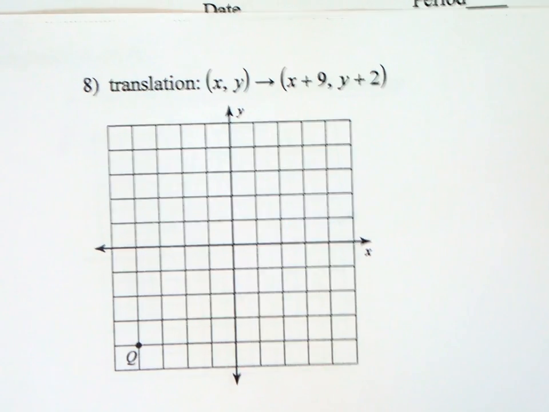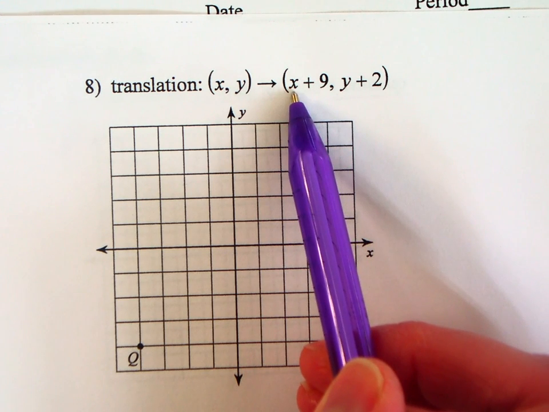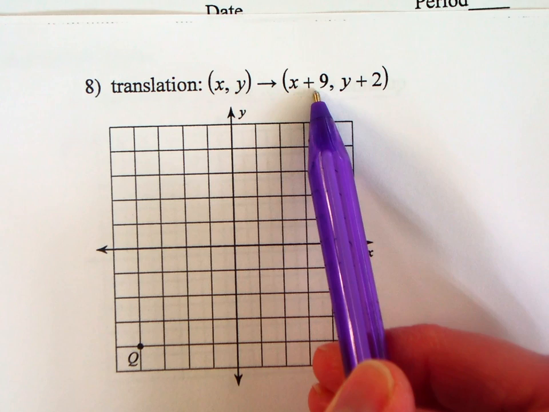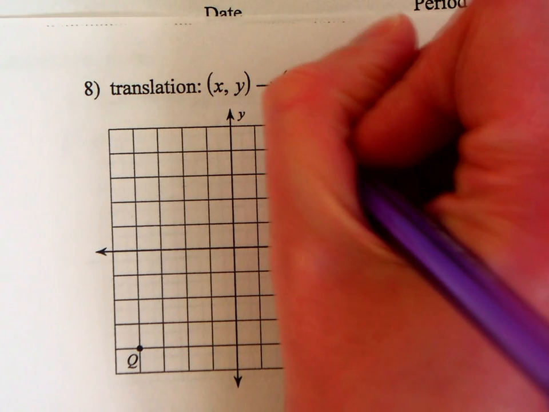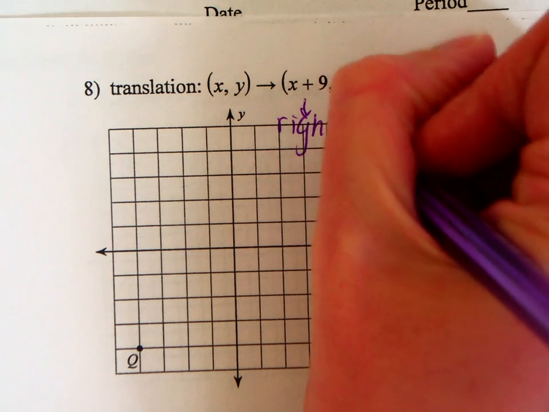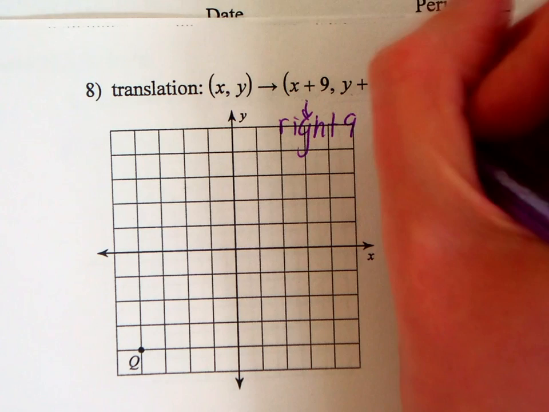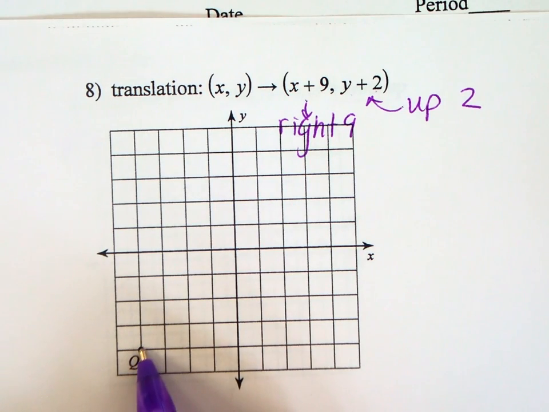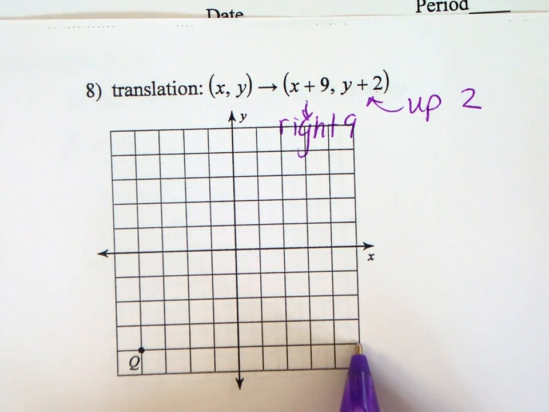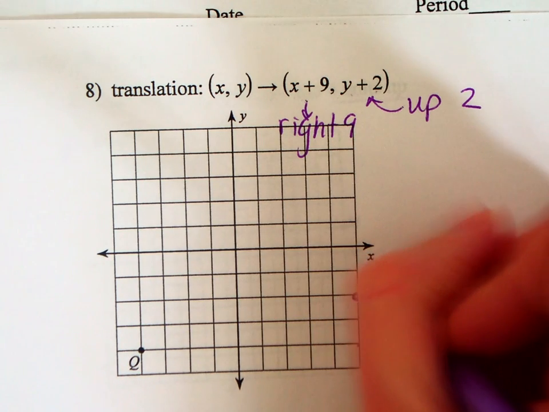Alright, how about this rule? This one's telling us the x values, we're going to add 9 to them. So we're going to be moving to the right 9. And then to the y values, we're going to add 2, or go up 2. So same thing, we have our point Q here. I'm going to go right 9, and then up 2. And there's our new point, Q prime.